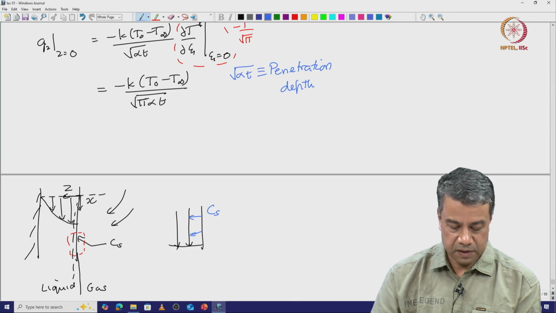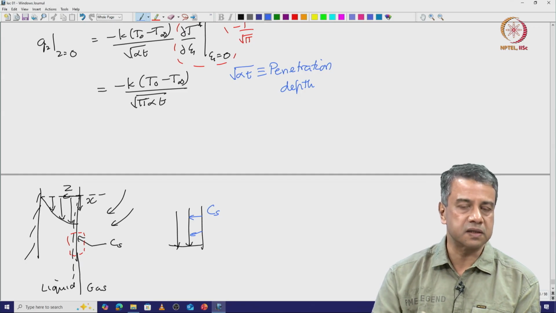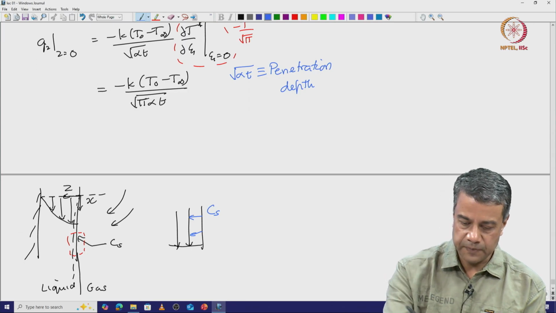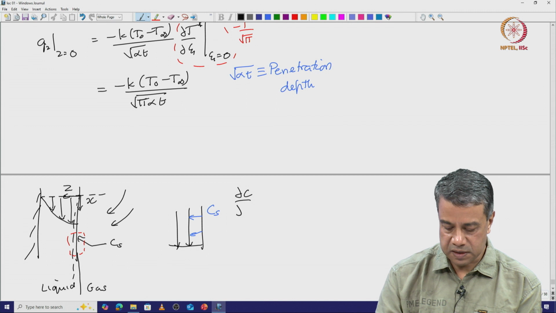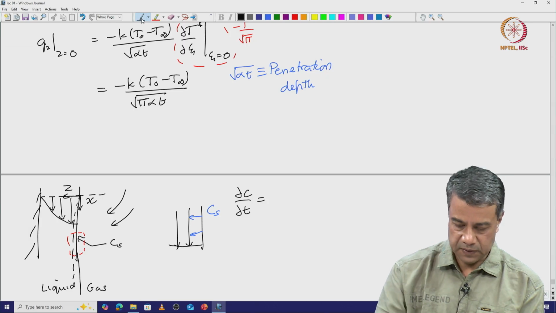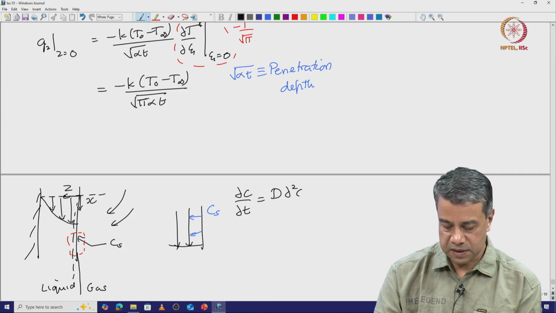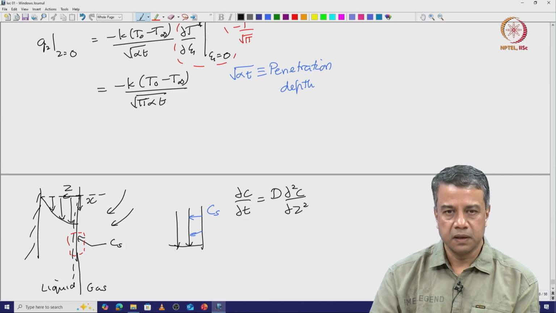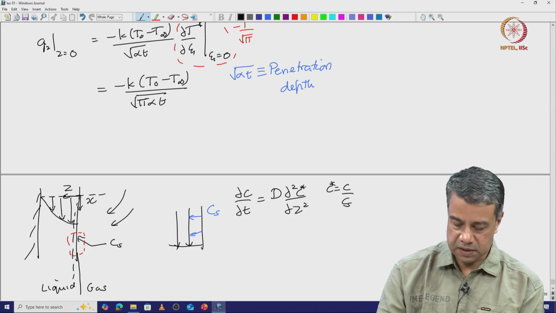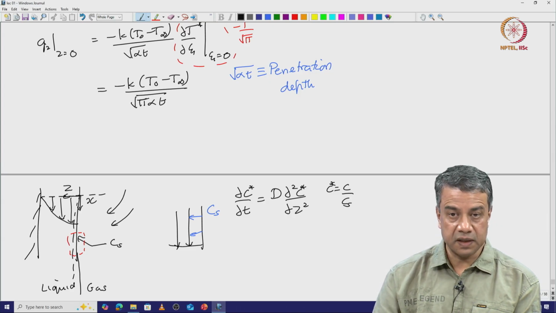Now, in this configuration, the film is falling downwards and there is an increase in concentration into the film due to the surface concentration. For the unsteady problem, the concentration equation was partial C by partial t equal to D partial square C by partial z square. And if I define C star equal to C by Cs, I get this in terms of C star. This is a steady problem, but it is varying in the x direction.